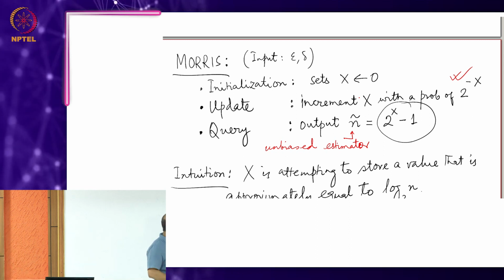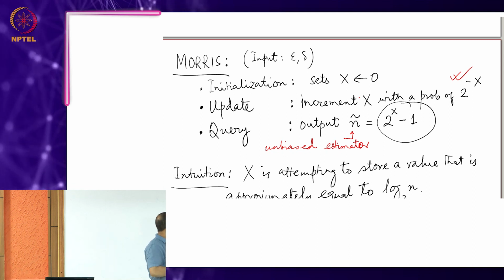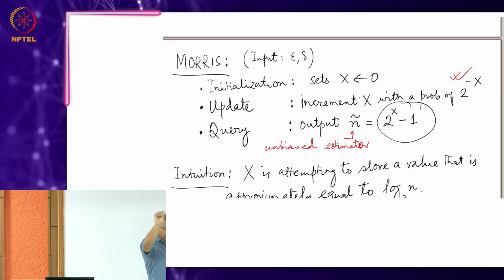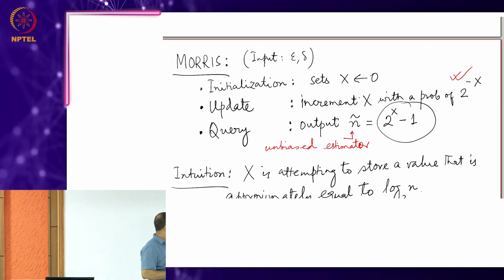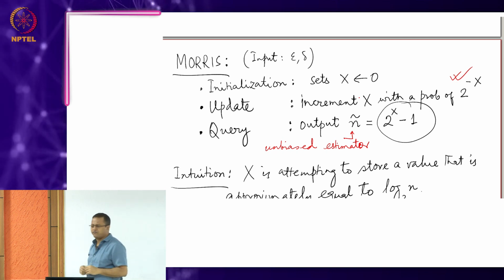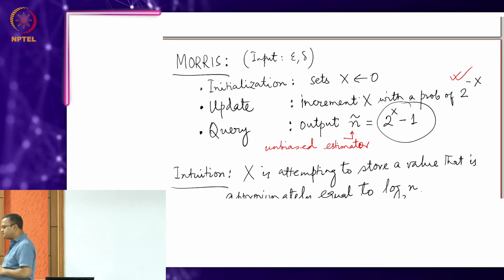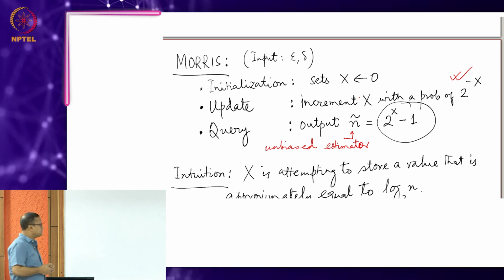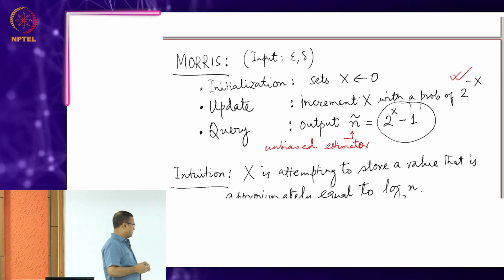because mind you my goal was to store the indices, right. So, 2 to the power of x minus 1, and that minus 1 is actually a correction factor needed for getting an unbiased estimator. Okay.